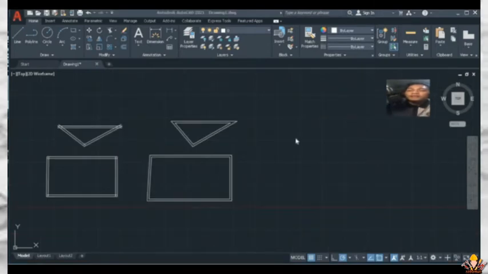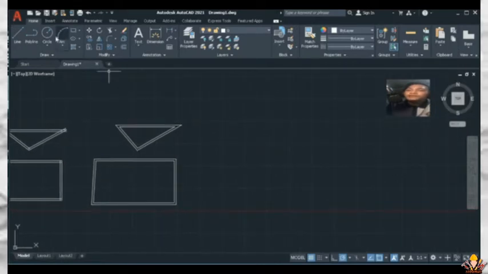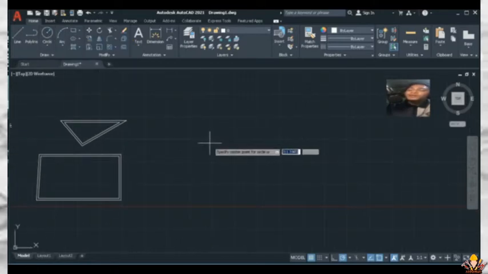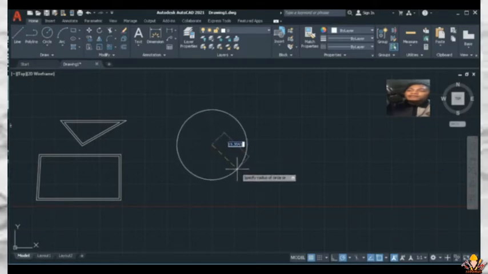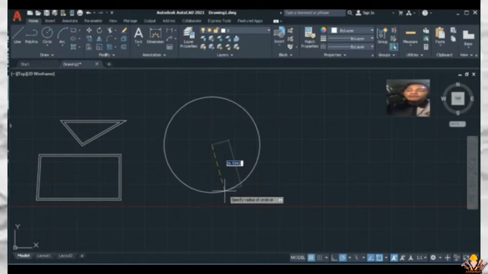And the next thing that I want to show you guys is how to make a circle. In order to make a circle, you just have to click this button first and then pick a specific point that will act as the center for your circle, and then drag the mouse wherever you want and you will see the circle. And if you are already satisfied with the size of your circle, you just have to left click on your mouse again, and there you have your circle.